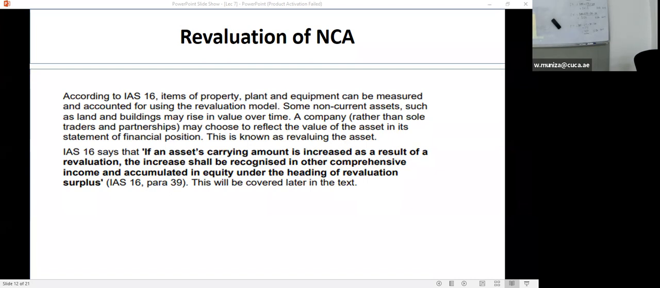Okay. So now let's see what your book says about the revaluation of non-current assets. According to IAS 16, items of property, plant and equipment can be measured and accounted for using the revaluation model.